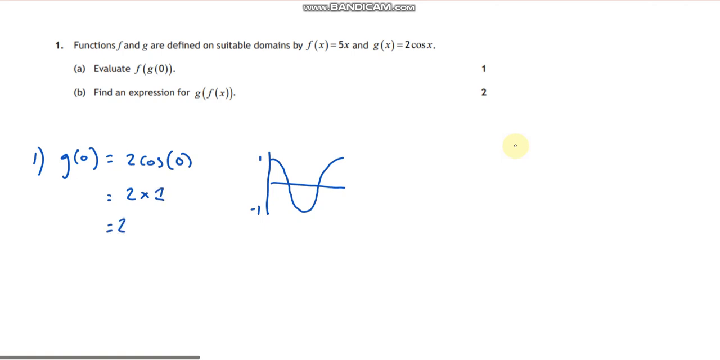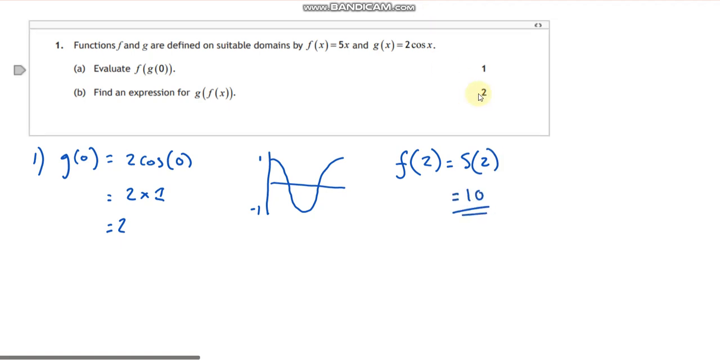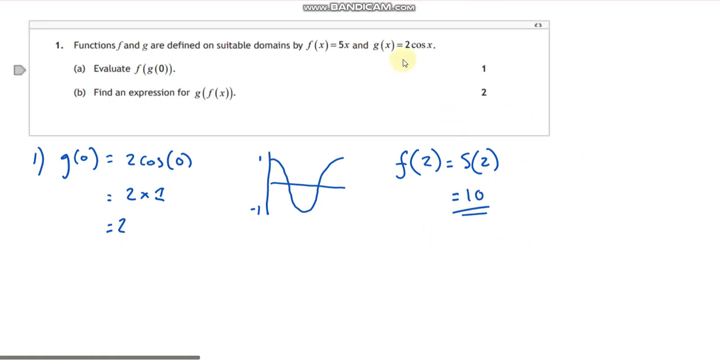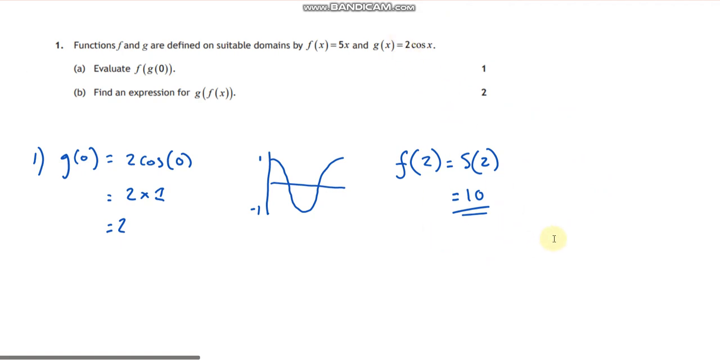And the second part of that then, I'm going to put in f of g of 0, that's the same as putting in f of 2. I'm going to get 5 multiplied by 2, so that's 10. So 1 mark, we got working for 1 mark, but not too hard though. So know your cos graphs, know your sine graphs, tan graphs, just know your graphs. And yeah, this means you're putting G into F.